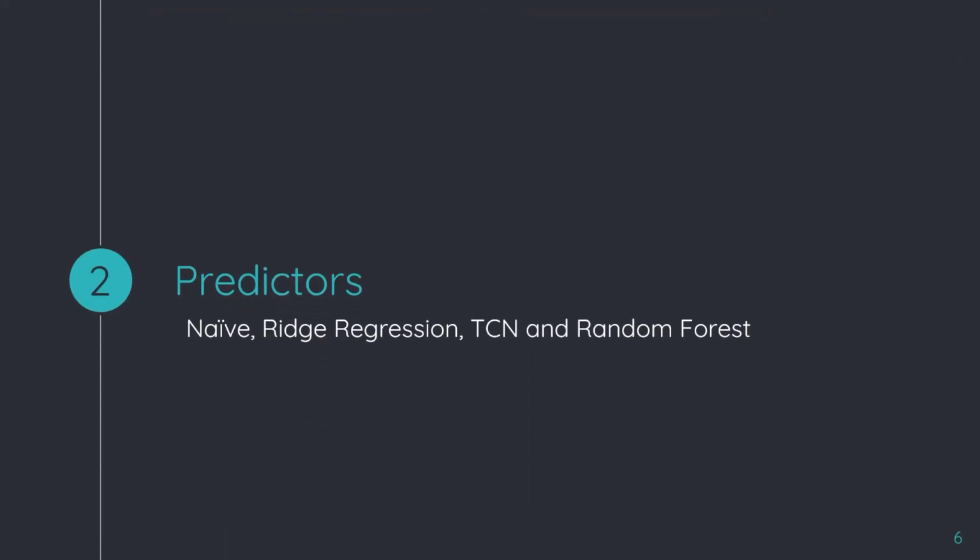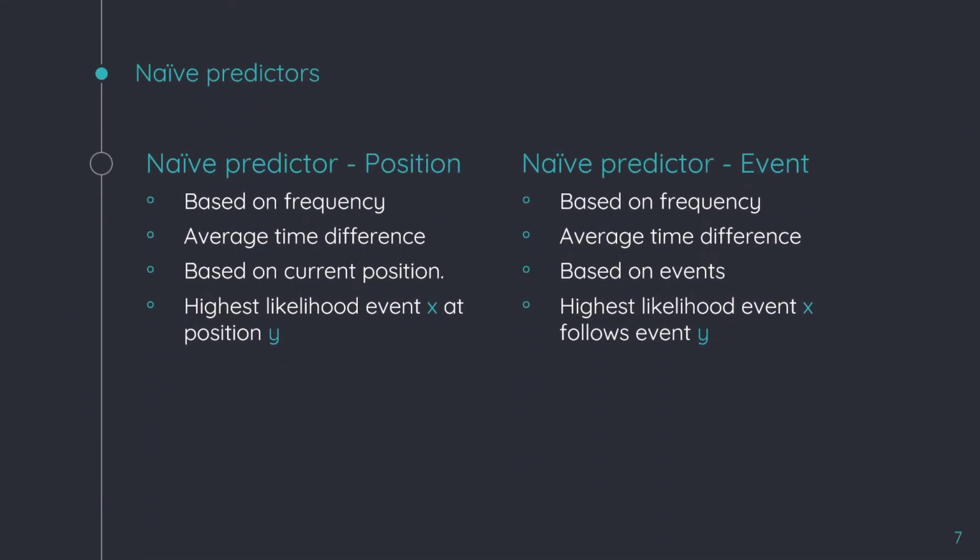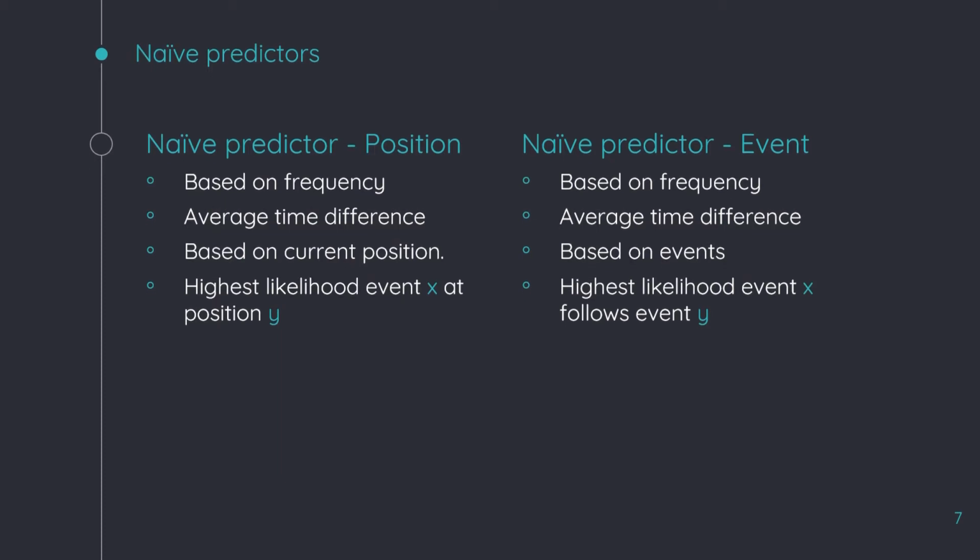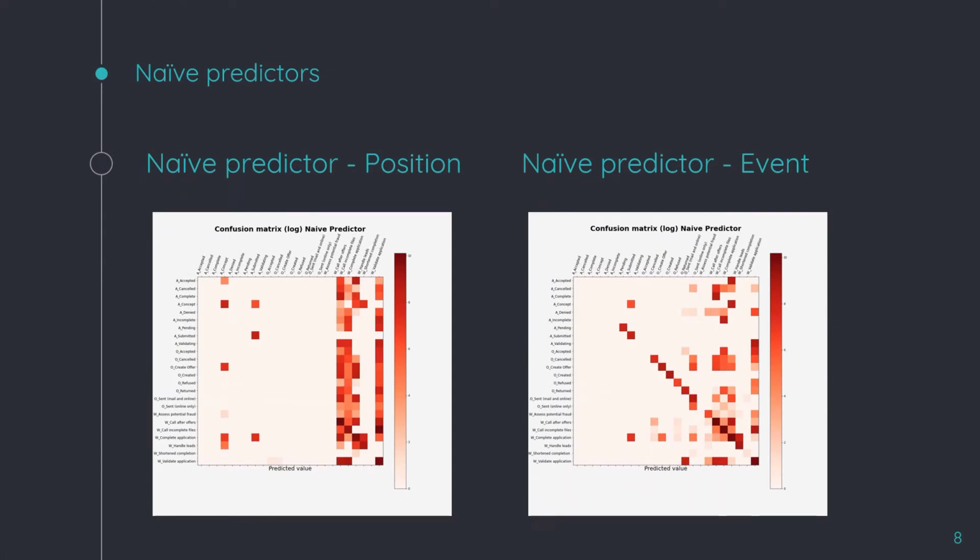Now we're going to the predictors. There are two naive predictors. They are both based on the frequency of occurrences after a certain position or event. We have one naive predictor based on position and one based on event. We took those as baselines. These are heat maps of the accuracy of the event prediction of both predictors.